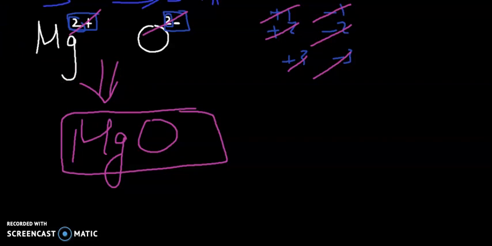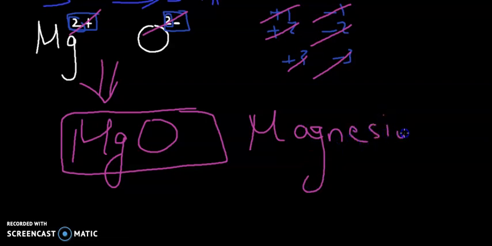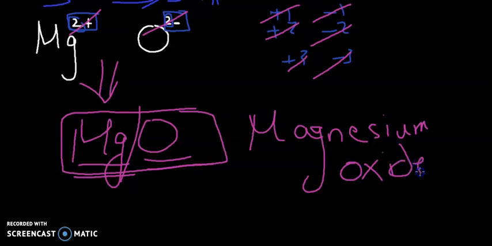Now we need to name it. This is magnesium. You always start with the cation, then the anion: magnesium oxide, with -ide at the end. So this is your ionic compound.